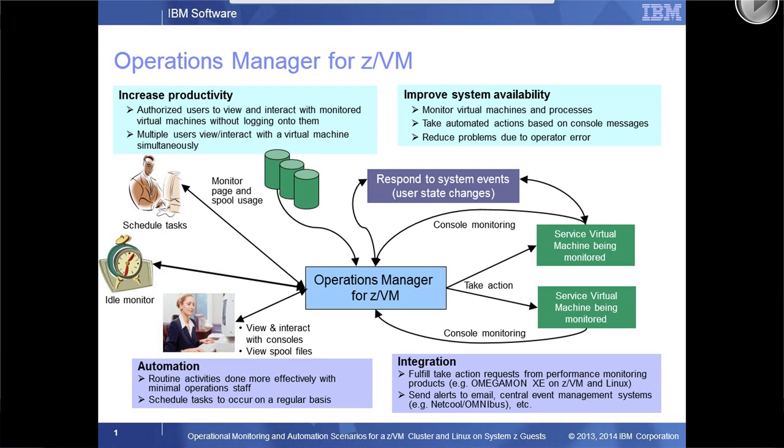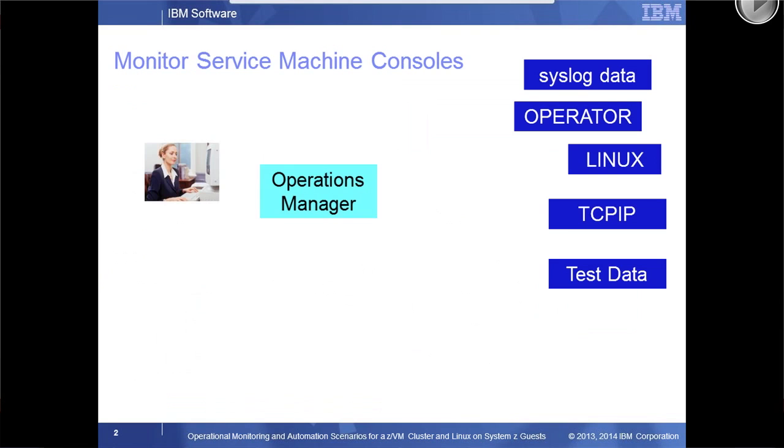So Operations Manager for z/VM is an IBM product, and it comes with several features. What I'm going to focus on in this demo is the console monitoring over on the right-hand side. Operations Manager will monitor the console messages of your VM service machines as well as your Linux guests or other guests, and you can write rules to take actions based on messages that are coming across those consoles.